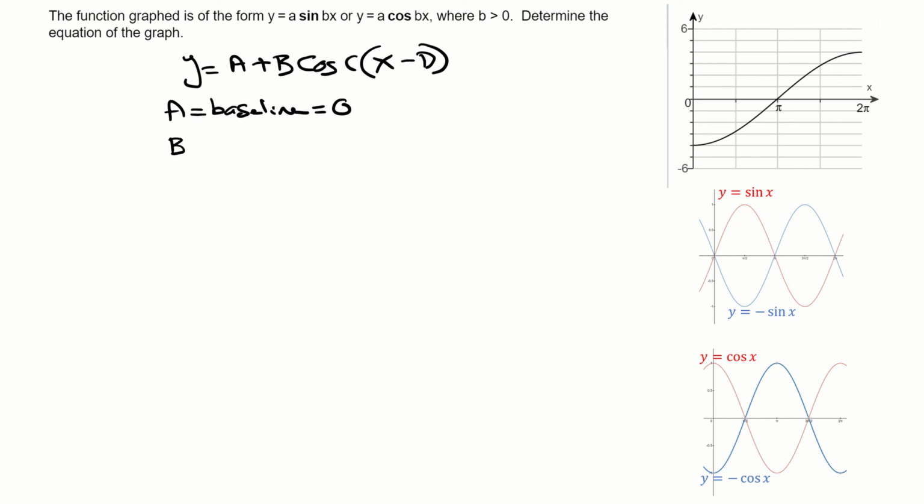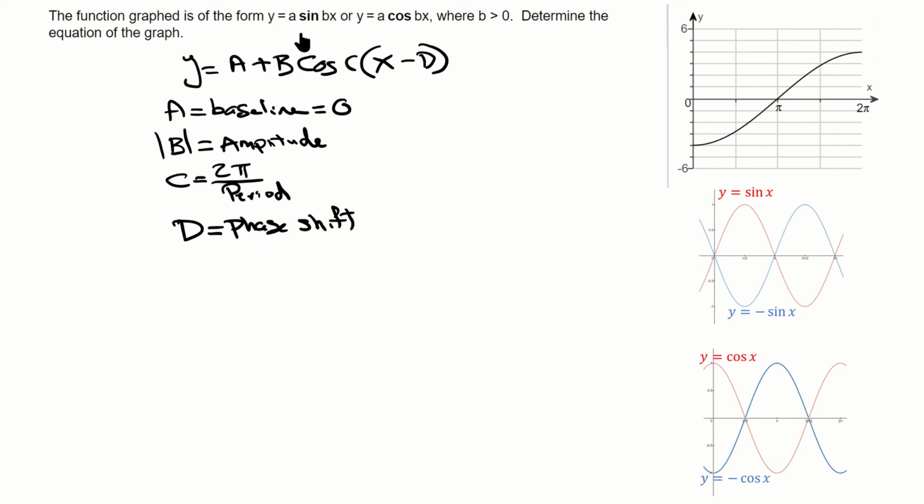B, well, the absolute value of b actually is the amplitude. C is 2 pi over the period, and d is the phase shift, the horizontal phase shift. Now I'm giving you something much more general than just sine bx and cosine bx, because it's much easier to understand if you know what each of those letters stand for.